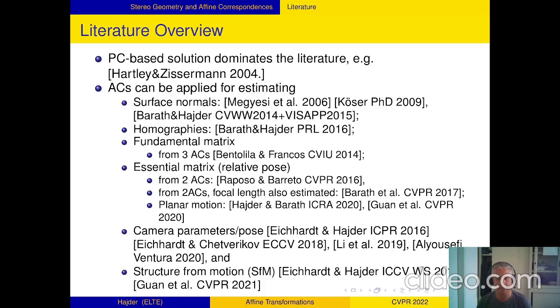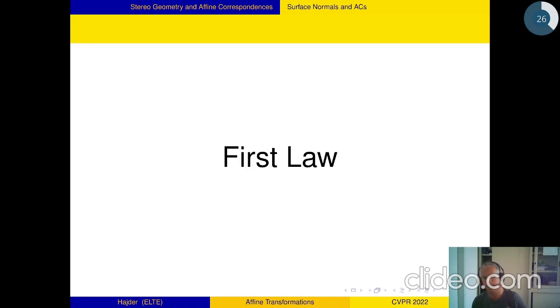There are special cases for the essential matrix, for example, when planar motion is considered. In that case, only two parameters have to be estimated, and the general camera pose estimation was also addressed by colleagues, and structure from motion algorithms, including the bundle adjustment paradigm, can also be extended by the exploitation of affine transformations. Now let's move to the laws.